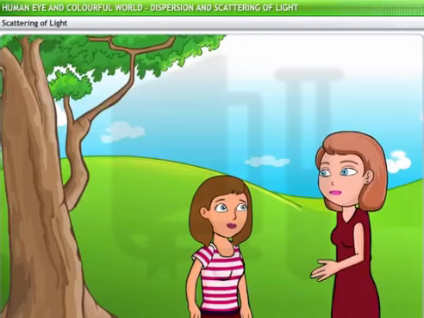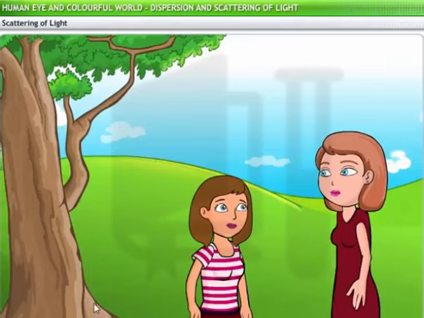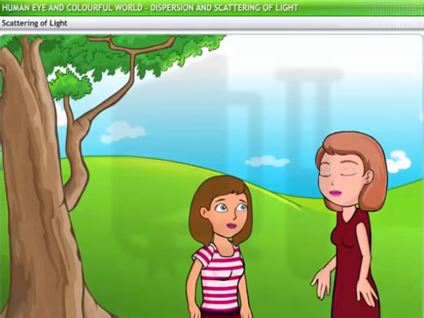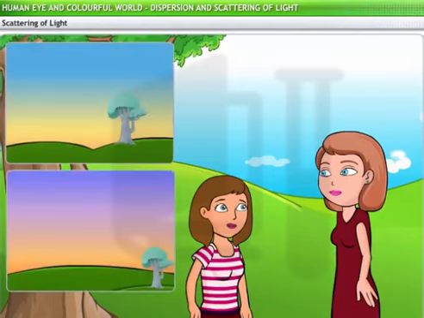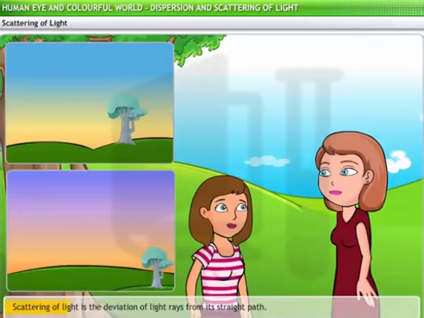Now, another question for you. Can you tell me why the sky appears blue in color? Well, that is the natural color of the sky, I guess. If the natural color of the sky is blue, then why does it appear red during sunrise and sunset? I'm not sure. What's the reason behind it? Is it due to refraction of light as well? Not quite. It's the result of scattering of light. Scattering of light is the deviation of light rays from its straight path.